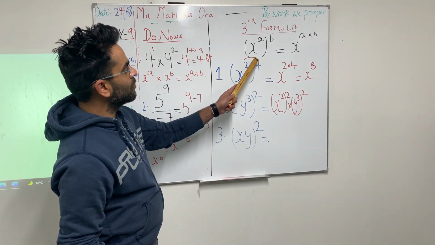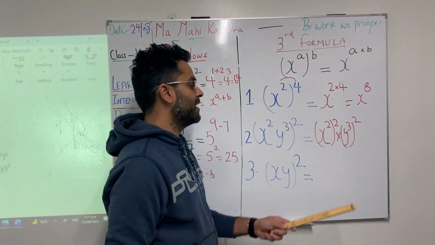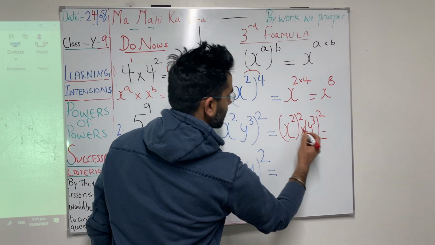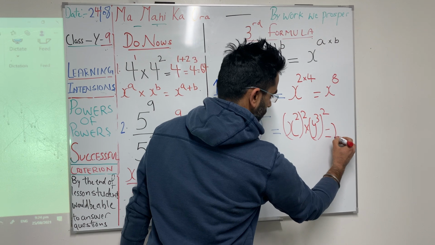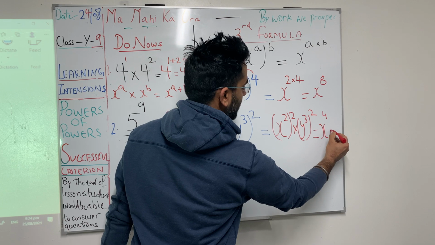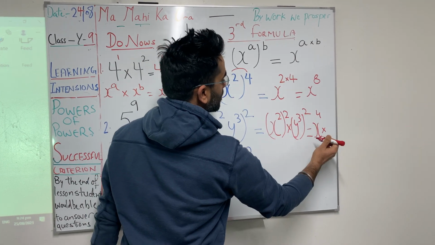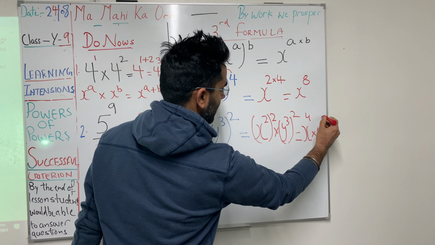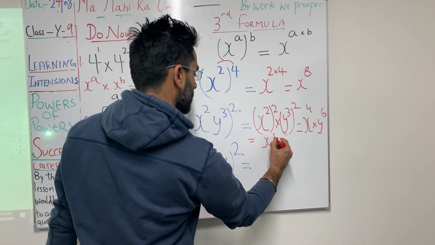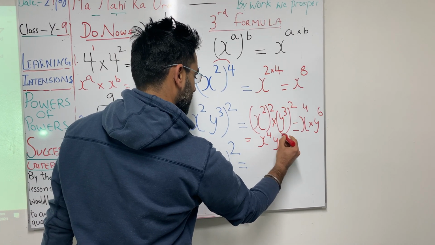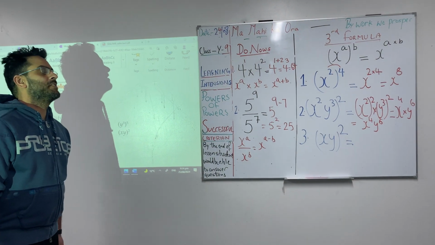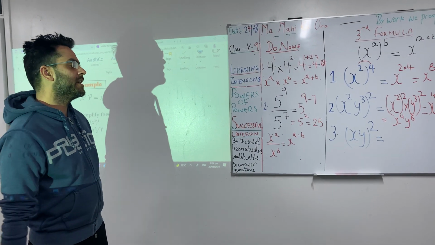Now we can use the formula x raised to the power a times b. We can apply here x raised to the power 2 times 2, which is 4, times y, 3 times 2, which is 6. Our answer is x to the power 4 y to the power 6. Check your answer.